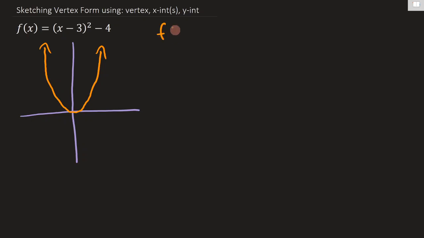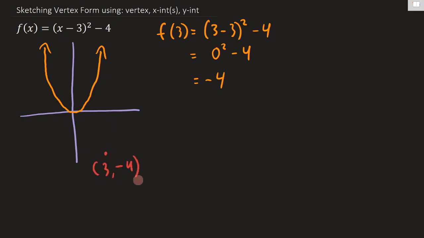So working through, let me show you that. So f of 3 is 3 minus 3 squared minus 4, which is 0 squared minus 4. Now the 0 squared means we're adding nothing to the lowest possible value of our quadratic, which is -4. So this quadratic, instead of our base parabola starting at 0, 0, is going to start at 3, -4. So 3 over, 4 down. This is the vertex of f of x.